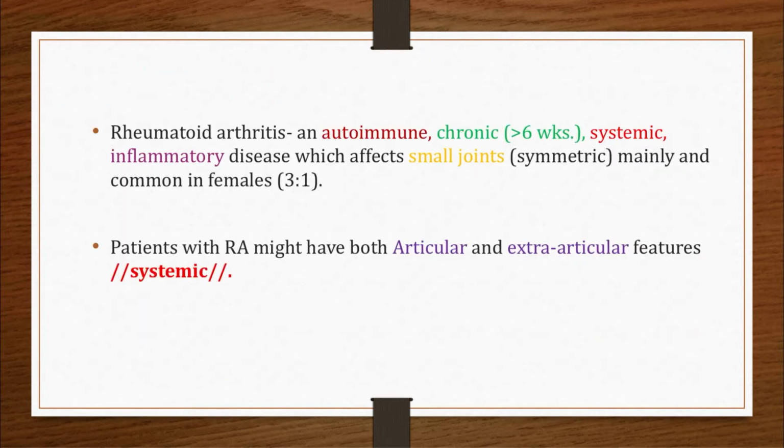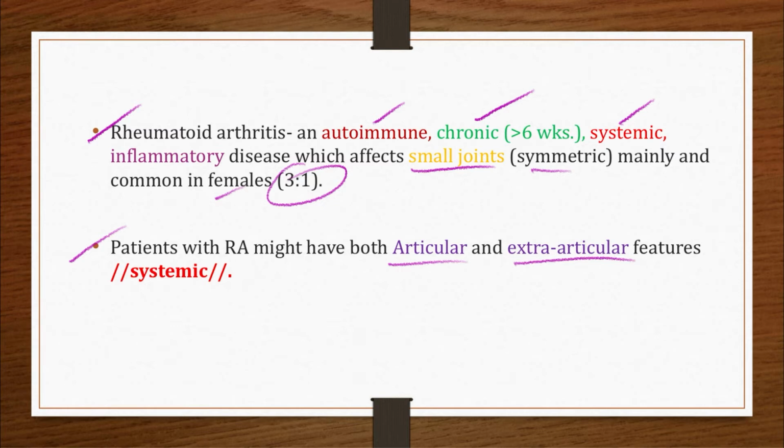Before we proceed to articular features, let's recap something important. As we discussed in our previous lecture, rheumatoid arthritis is an autoimmune, chronic, systemic, inflammatory disease which affects your small joints symmetrically. Also this is common in females. The female to male ratio is 3:1. Also the patient with rheumatoid arthritis might have both articular and extra-articular features because this is a systemic inflammatory arthritis.